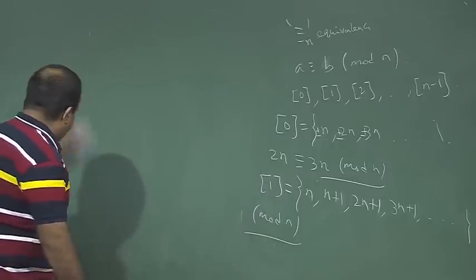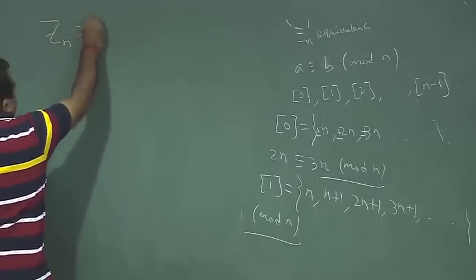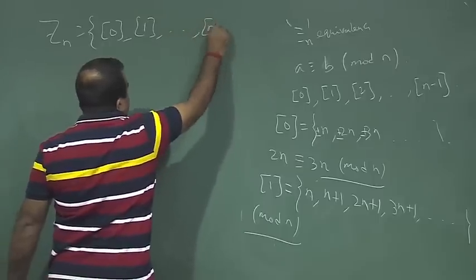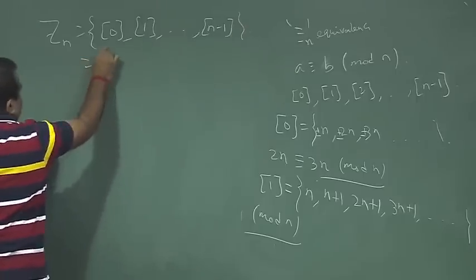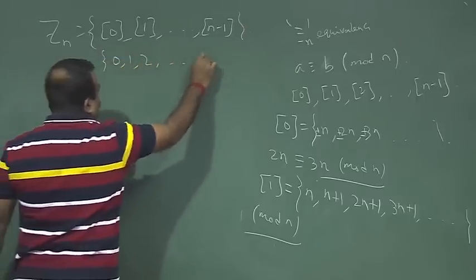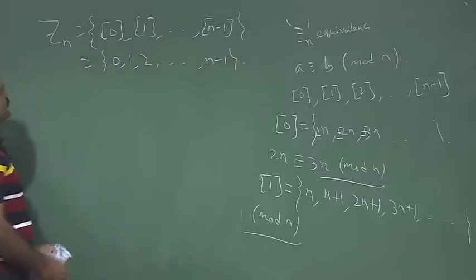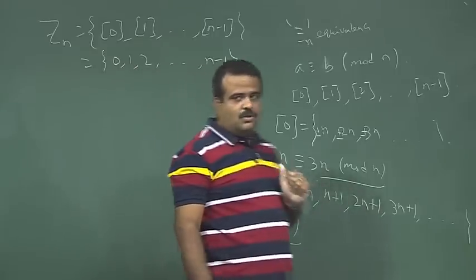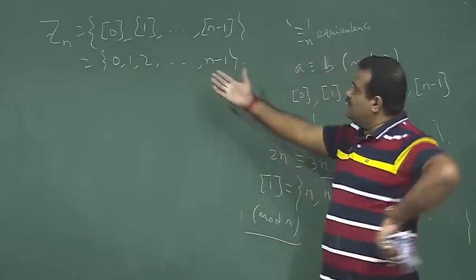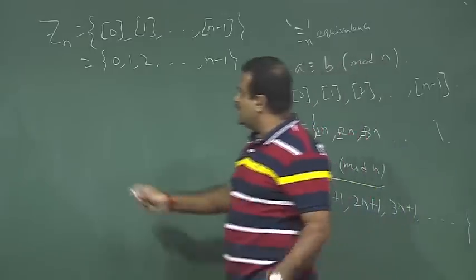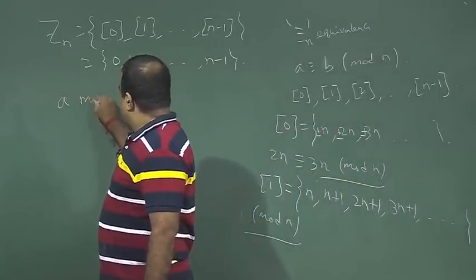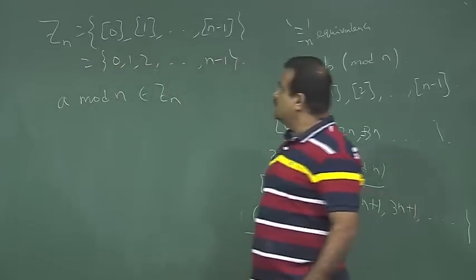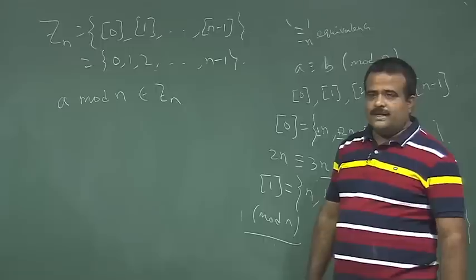So, we denote Zn by this set 0, 1, up to n minus 1, these equivalence classes. For simplicity, we just write 1 up to n minus 1. This is denoted by Zn, basically the set of all equivalence classes. That means any integer will belong to one of these classes. If you take any integer a and take mod n, it will belong to Zn, since the remainder will be one of 0 to n minus 1.